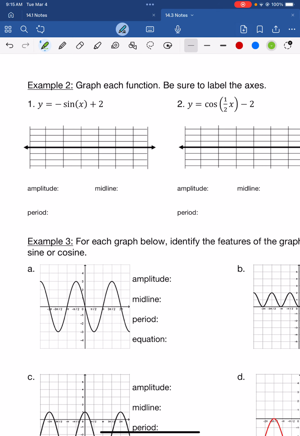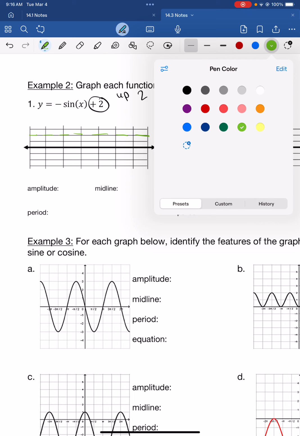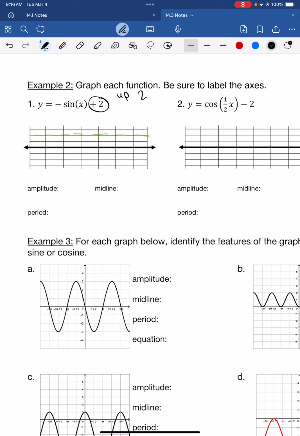We've got negative sine of x plus 2. So as we can see, this plus 2 right here tells us we're going to move up 2. So now our midline, we'll just continue to do that midline in green, will move up to right here for us. So if we take a look, it's still going to be labeled like this: 0, 1, 2, 3, and then -1, -2, -3. So we're not moving your axis, right?